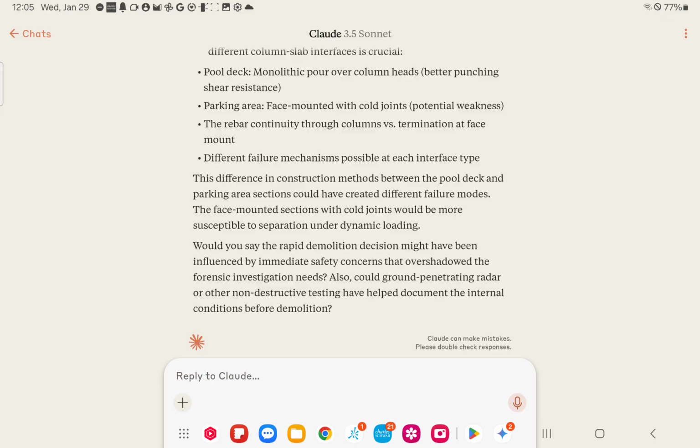Would you say the rapid demolition decision might have been influenced by immediate safety concerns that overshadowed the forensic investigation needs? Also, could ground-penetrating radar or other non-destructive testing have helped document the internal conditions before demolition?